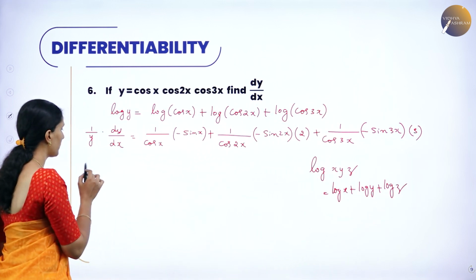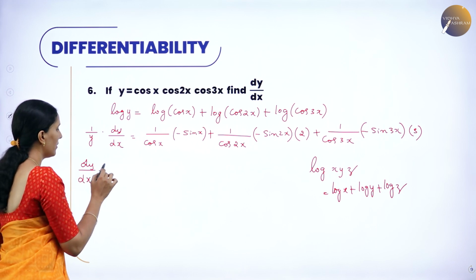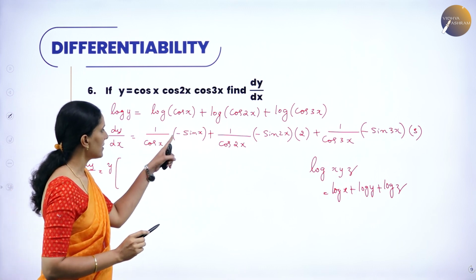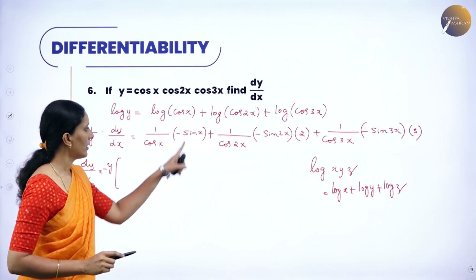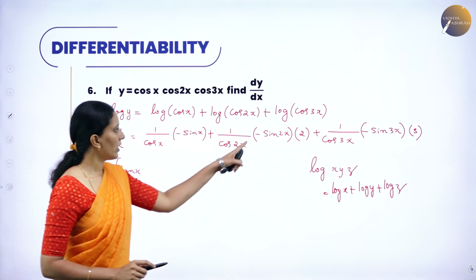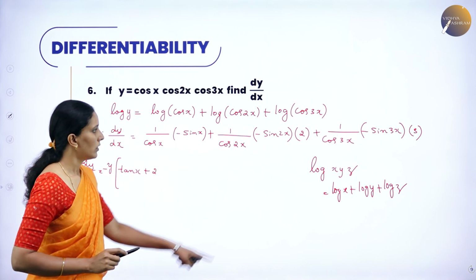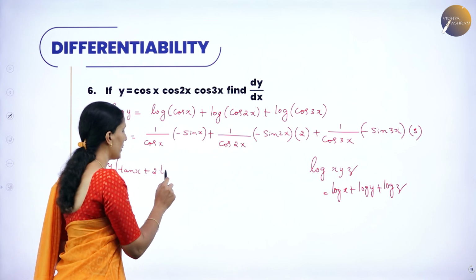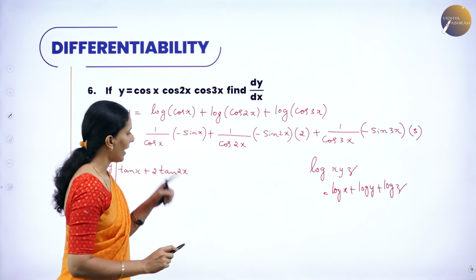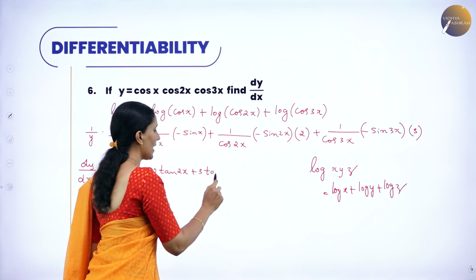So now here, dy by dx, I can shift y there. So here we have minus. So we can take minus outside. Sin x by cos x is tan x. I have taken minus outside. So here I have plus 2. Sin 2x by cos 2x can be written as tan 2x. Next, I have taken minus outside. I have 3 there. Sin 3x by cos 3x can be written as tan 3x.